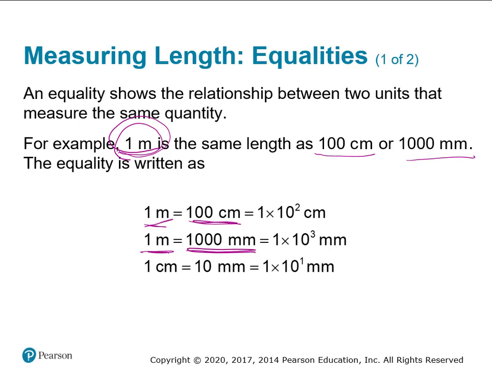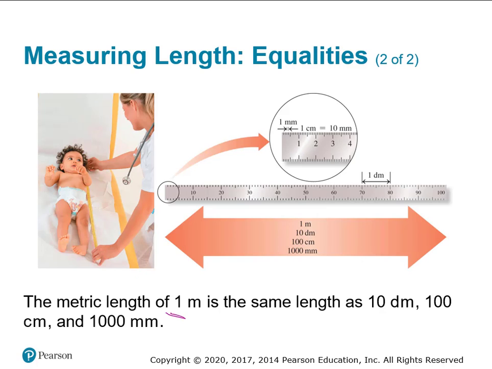We can therefore say that 100 centimeters equals 1,000 millimeters. Notice that there's only a tens difference there. So 1 centimeter actually equals 10 millimeters. The metric length of 1 meter is the same as 10 decimeters.